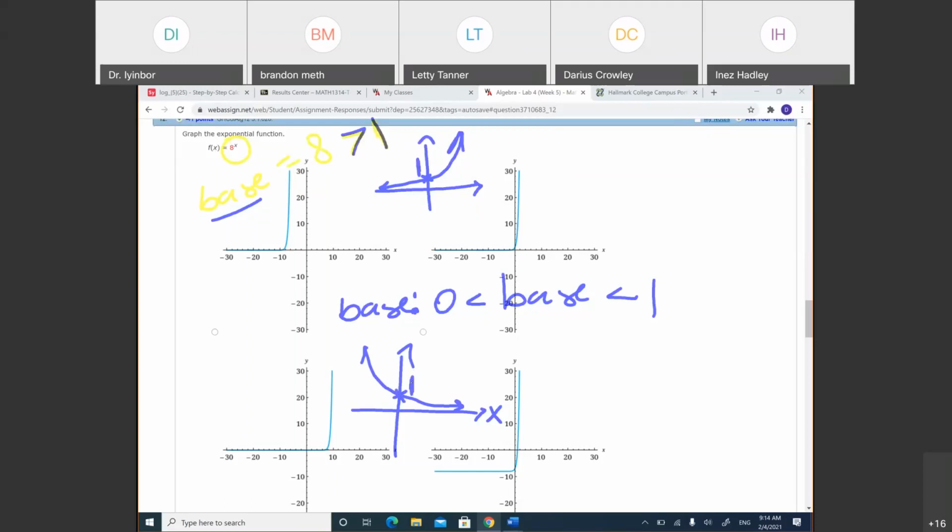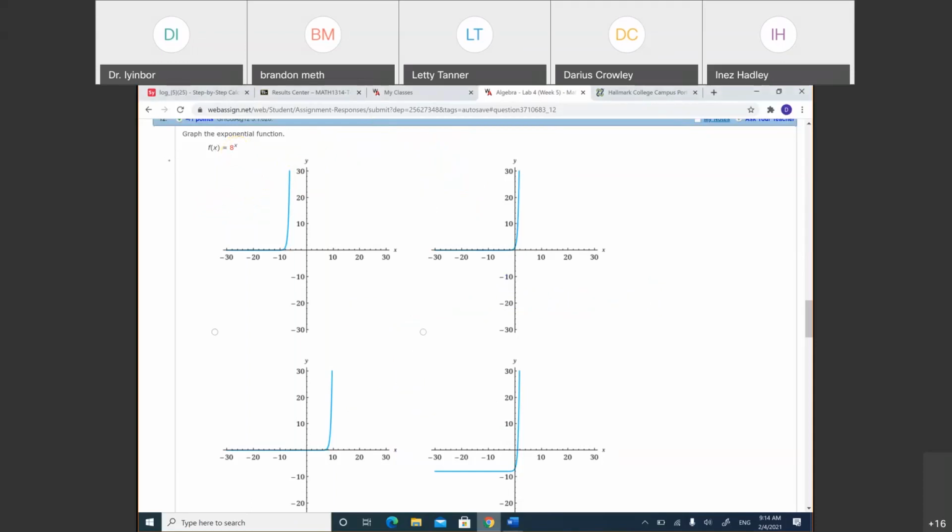Okay? So in this case, the base is 8, which is bigger than 1. So I have to see which graph looks like that. See, this one doesn't cross at 1, right? The first one is not right. It's not our graph, because the graph is increasing, yes, but it should cross the y-axis at 1. This one also doesn't cross at 1. And this one is below the x-axis, so it's not this one. So this is going to be the one you have to pick. Okay? Everybody understand that?